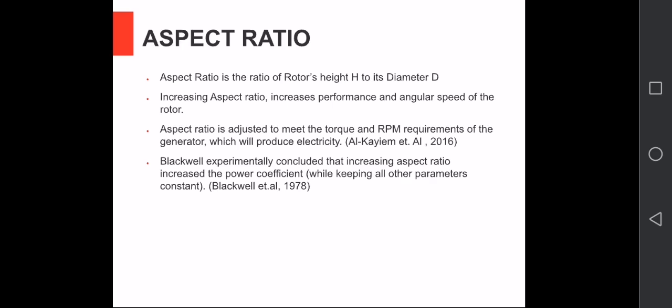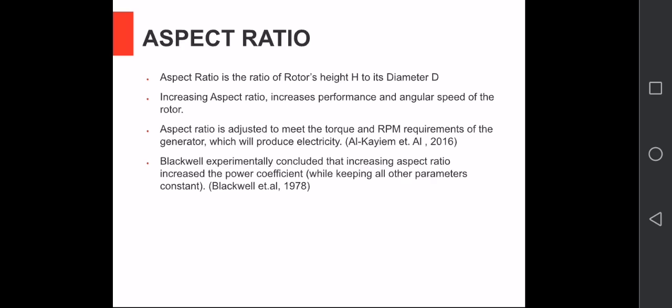So angular speed is directly proportional to the power of the wind turbine. Aspect ratio is adjusted to meet the torque and RPM requirement of the generator which will produce electricity. So if you increase the aspect ratio, your power coefficient will also increase according to Blackwell.